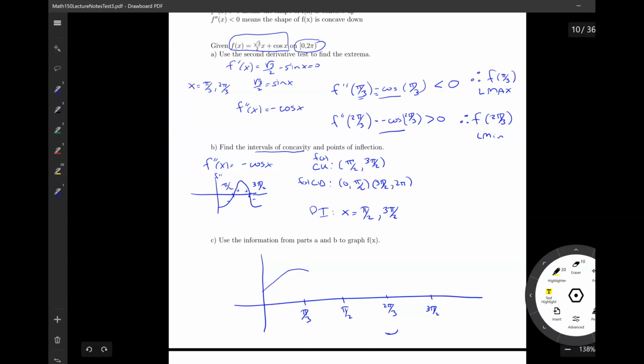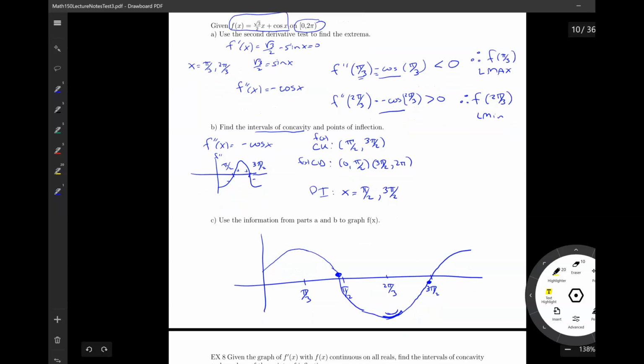And at pi over 2 in between, it's going to be changing concavity, right there. And bringing it down, slope 0, and then it's going to be changing concavity again at 3 pi over 2. So here, you just have it changing concavity. So I'm just going to put dots where I've got it changing concavity, so you can see my points of inflection. So maximum here, minimum here, points of inflection labeled.